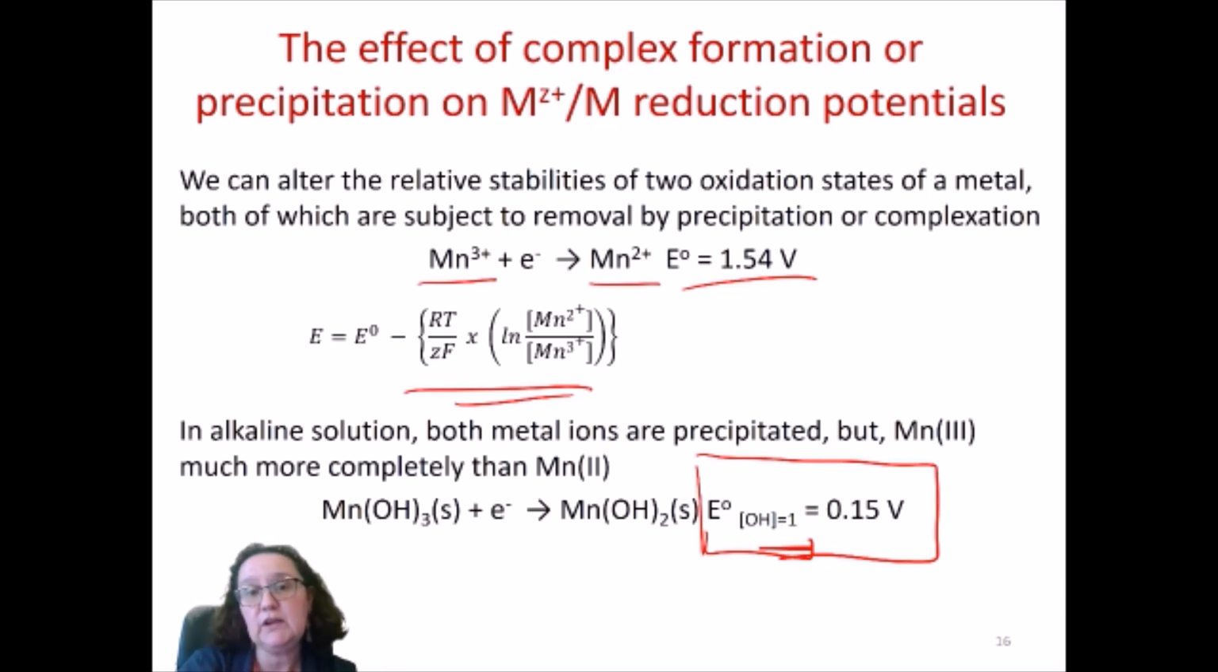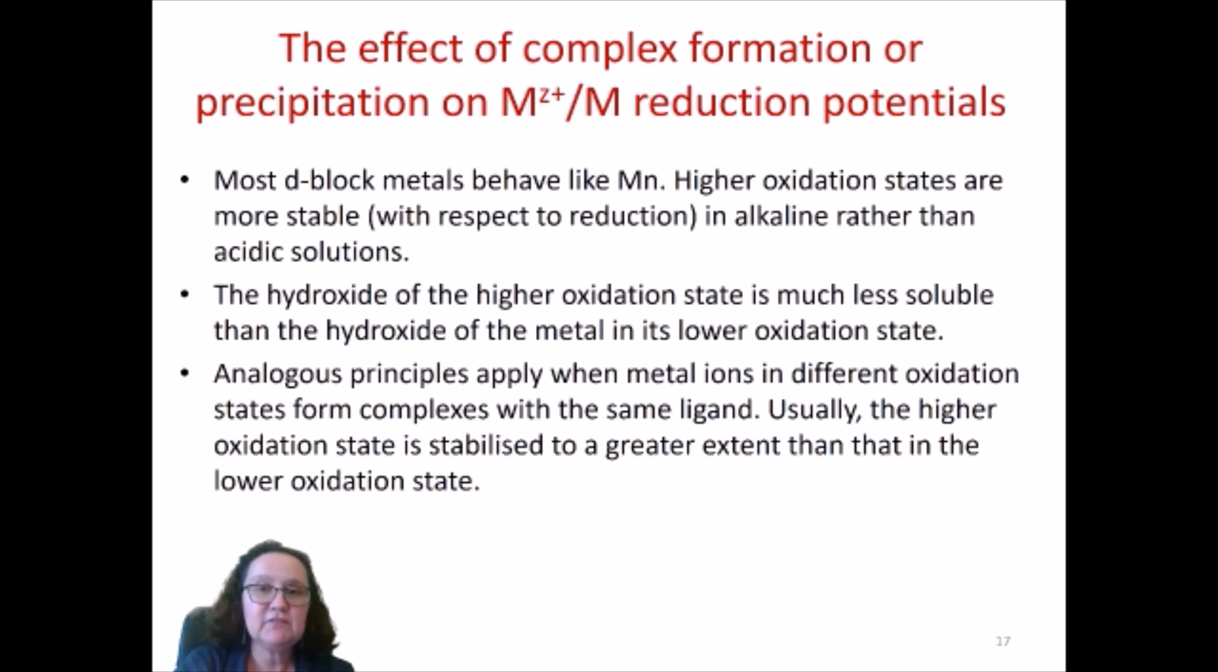So with the Nernst equation, and playing with the different solubilities and stability and the ability of the different ions involved in those reactions to form complexes or precipitate, we can tune those electrode potentials to different values. And the Nernst equation allows us to predict what sort of effects those additional reactions have on the electrode potential of that particular pair. Typically, metals in higher oxidation states are more stable with respect to reduction in a basic pH than in an acidic pH. Typically, hydroxides of the higher oxidation states are less soluble than the hydroxides of the lower oxidation state, a bit like what we saw with manganese 3 and manganese 2.